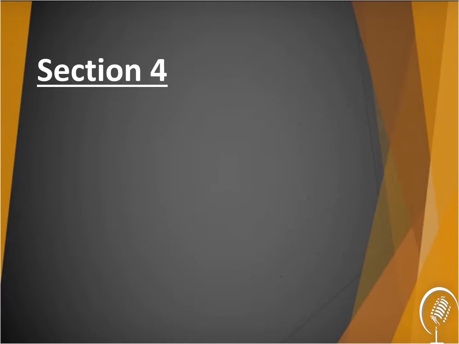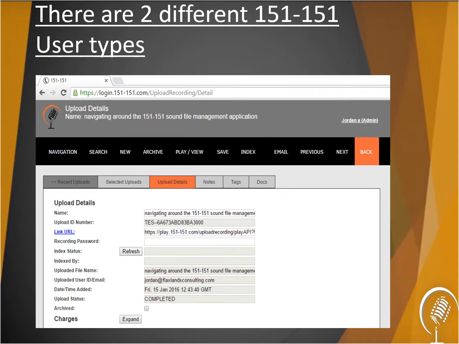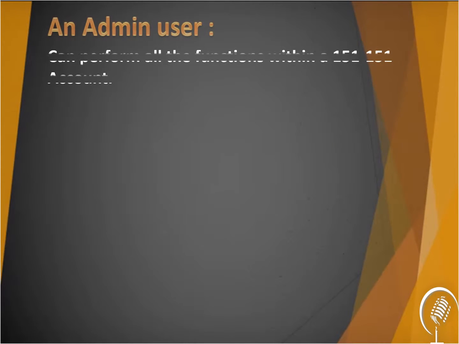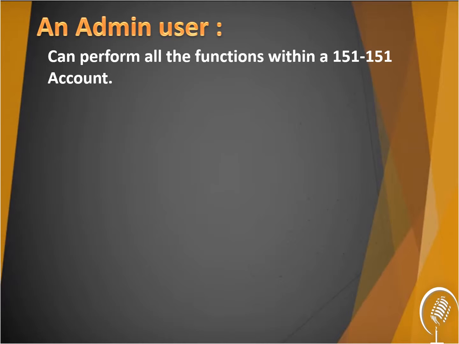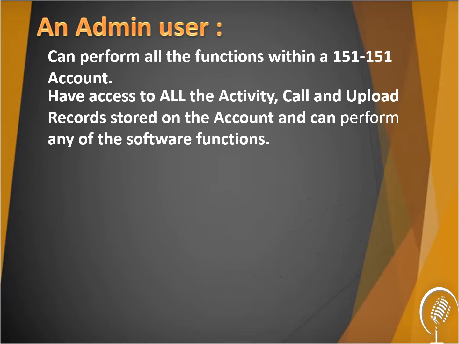Section 4. User and Contributor Permissions. 151 users are granted rights or permissions when they log into the 151 Sound File Management Console. The user type is displayed in brackets next to the login name, shown to the right of the header section of each page. The user type is selected when a new login is created. There are 2 types of user logins. An admin user is granted permissions to perform all the functions within a 151 account. An admin user will have access to all the activity, call, and upload records stored on the account and can perform any of the software functions on all of the recording records.